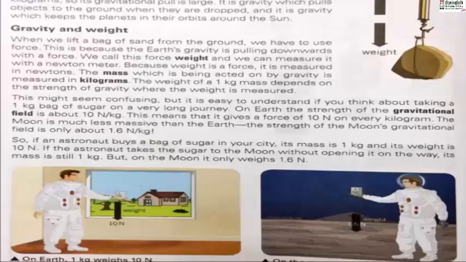This might seem confusing, but it is easy to understand if you think about taking a 1 kg bag of sugar on a very long journey. On Earth, the strength of the gravitational field is about 10 Newton per kg. This means that it gives a force of 10 Newton on every kilogram. The moon is much less massive than the Earth.